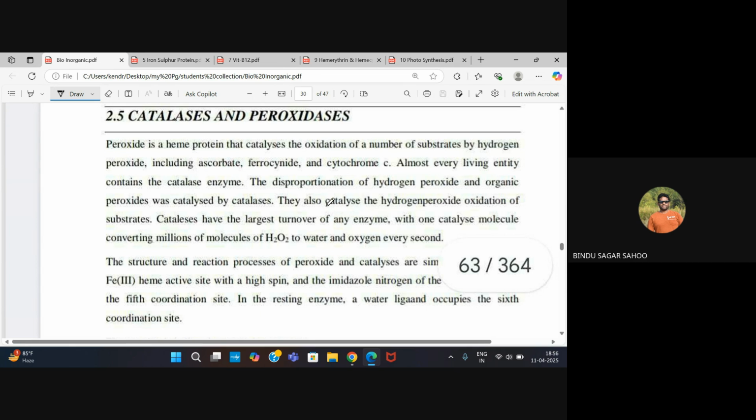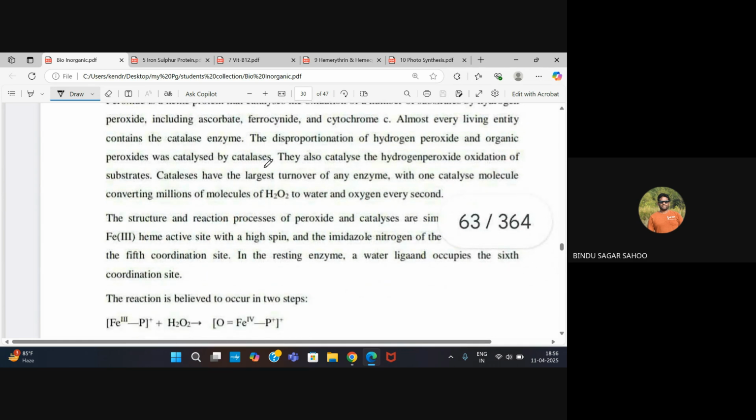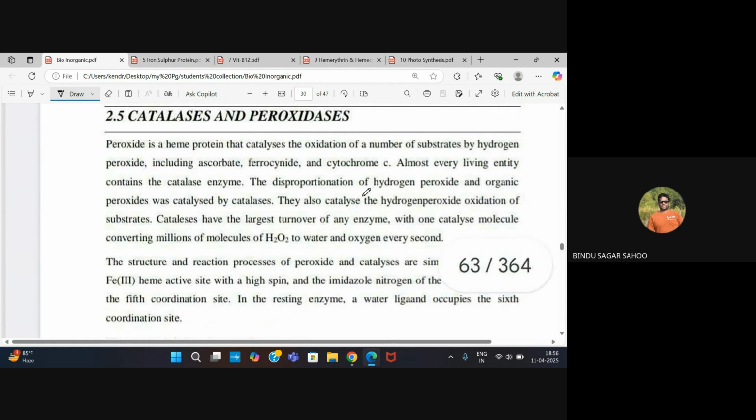You can see they also catalyze the hydrogen peroxide oxidation of substrates, and catalase has the largest turnover frequency, with one catalase molecule converting millions of H2O2 molecules to water and oxygen. So the main function of catalase and peroxidase is to convert peroxide molecules or organic hydroperoxides to water and oxygen every second. Out of catalase and peroxidase, catalase has the largest turnover frequency. That means it can be used several times to carry out this same reaction.